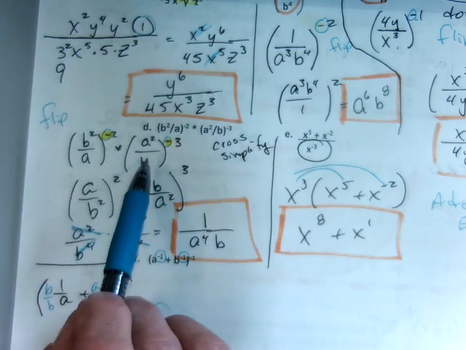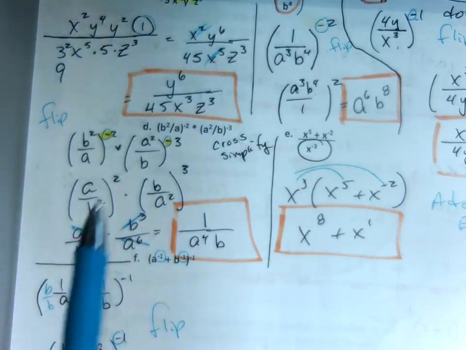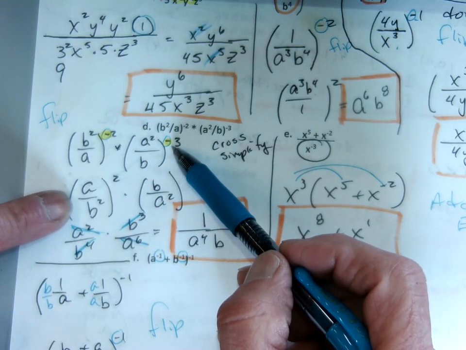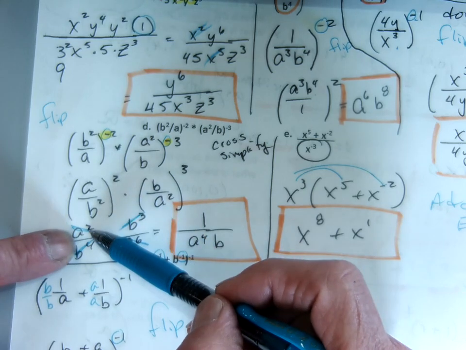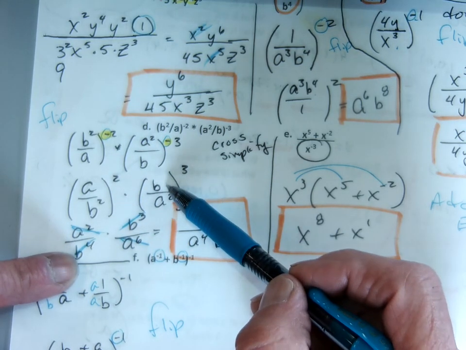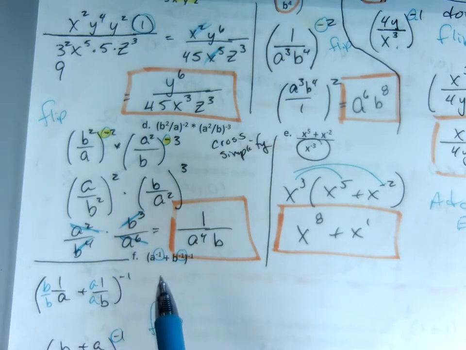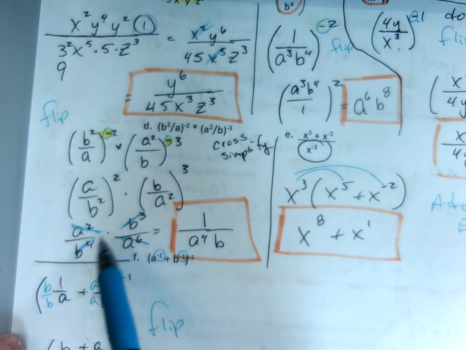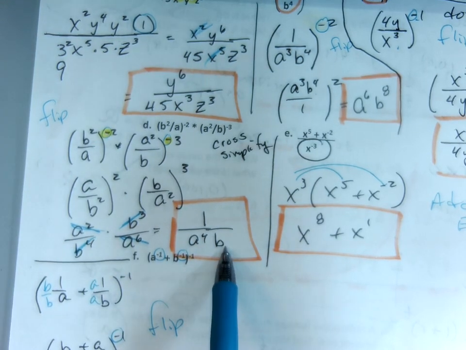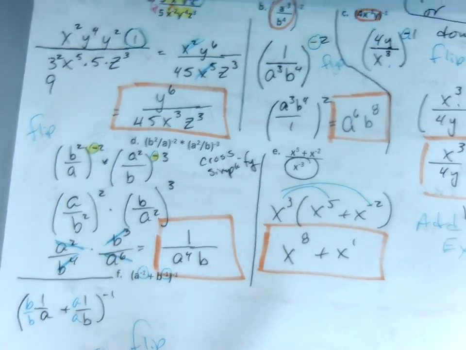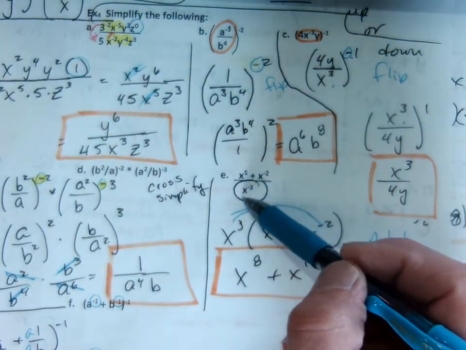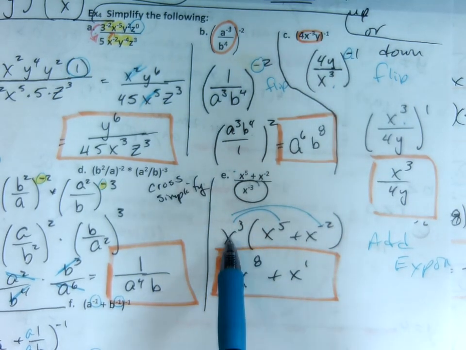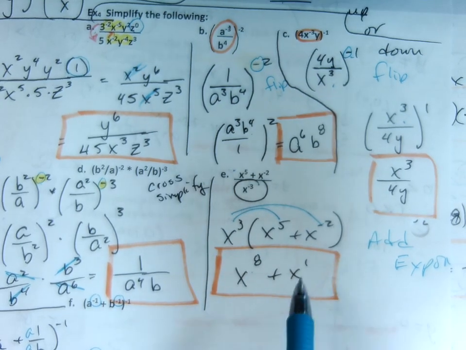D should be written like this. The computer doesn't really type the way I want it to, but it really should look like this. So the first thing we did is we flipped them both because of the negative exponents. Then I brought through the exponent: a squared b to the 4, and b cubed a to the 6, and then I cross simplified. It's faster. 2 of these cancel 2 of these, a to the 4. 3 of these cancel 3 of these, b to the 1. Now you have to have a fraction, so it's 1 over. E, I simply brought this term up, made it a positive 3, and then I multiplied. Add exponents, x to the 8, add exponents, x to the 1.